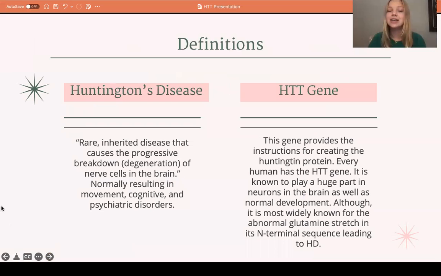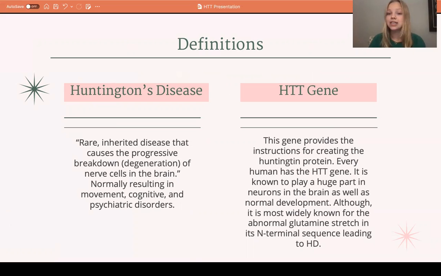So definitions: HD is a rare inherited disease that causes the progressive breakdown or degeneration of nerve cells in the brain. This normally results in movement, cognitive, and psychiatric disorders.